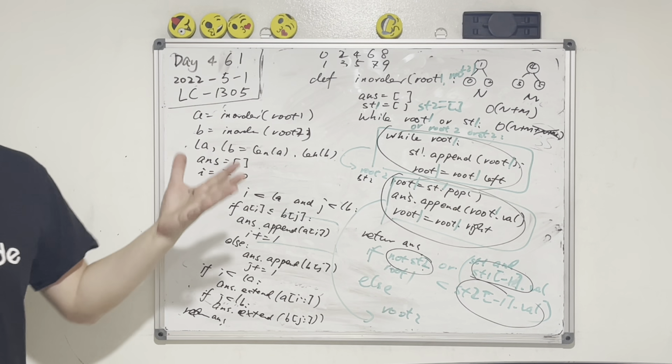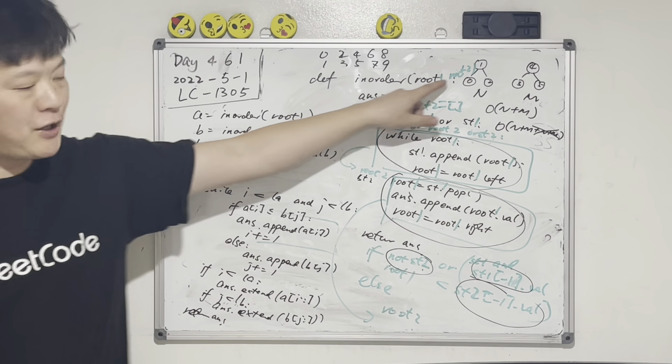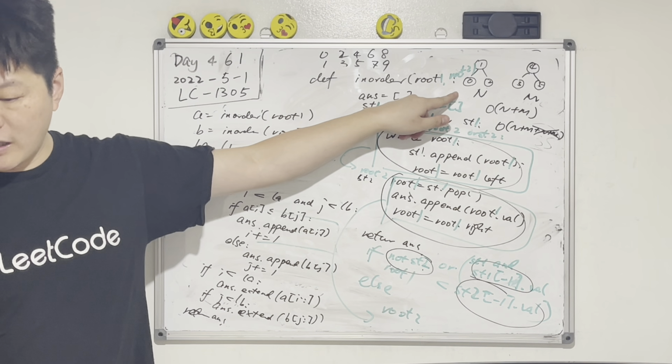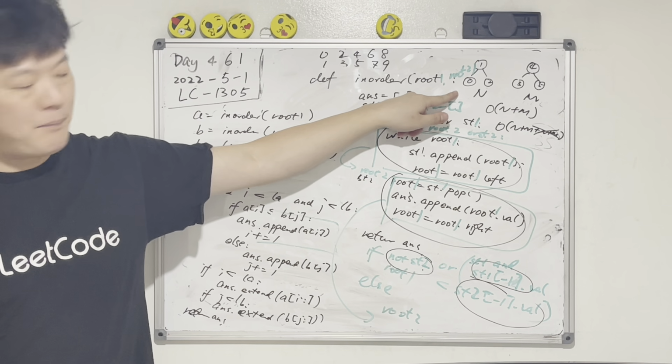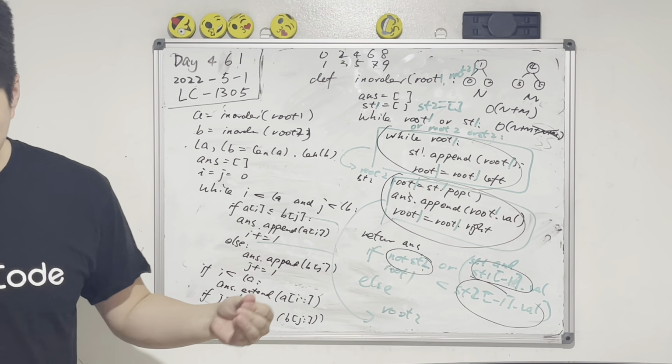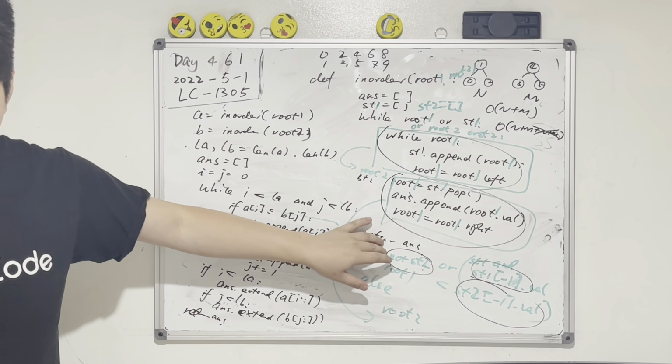For the previous one, it's two pass. Why do we say two pass? Because the in order is one pass, right? That's one pass, and then we merge it, second pass. This one is one pass.